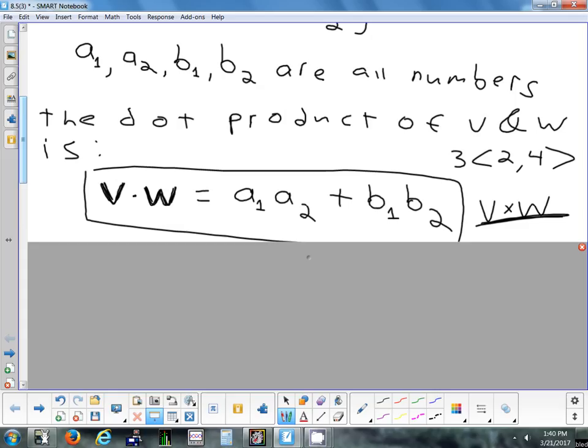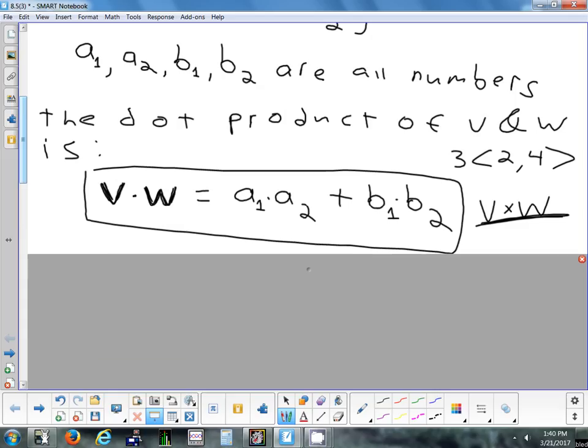We're not doing imaginary numbers. So if you take a1, which is a number, times a2, which is a number, what's a number times another number? A number. And then b1 times b2, that's another number. And then what do you get if you take a number plus another number? A number. So what does that tell you the dot product is? The answer is a number, yes.